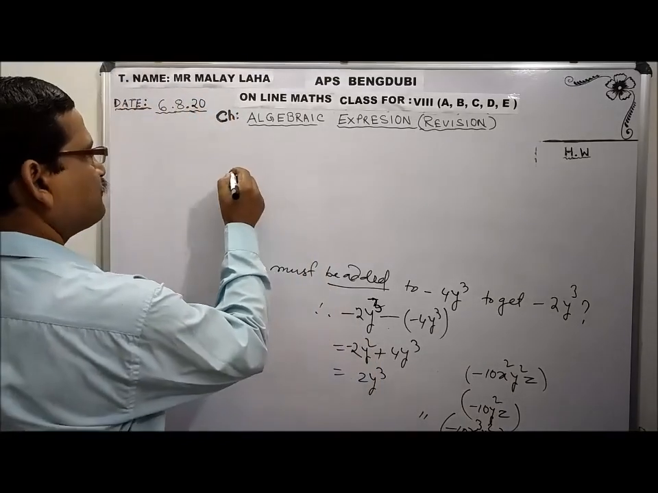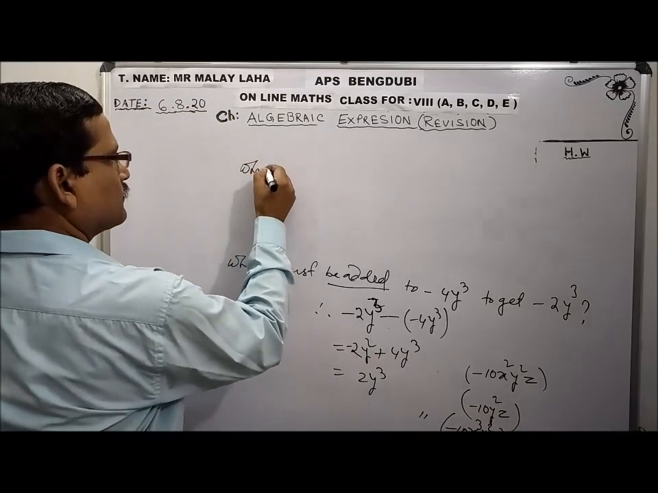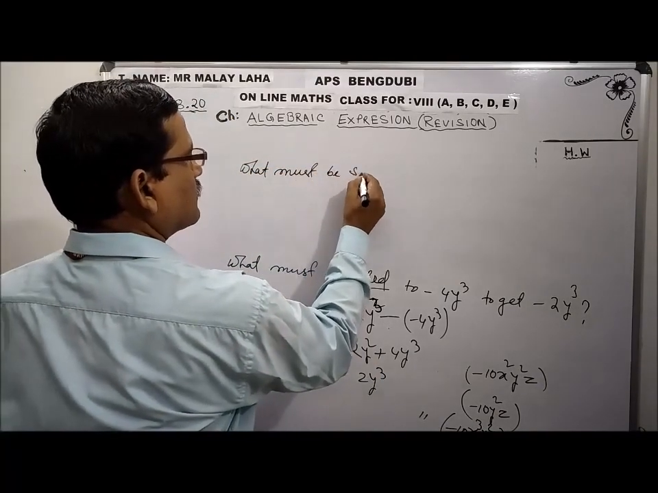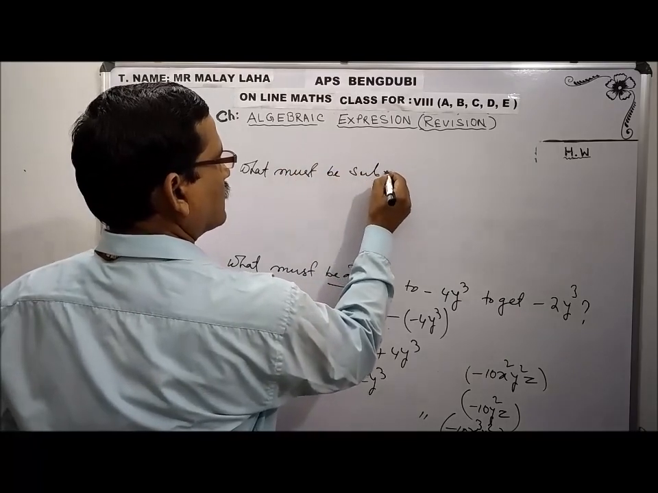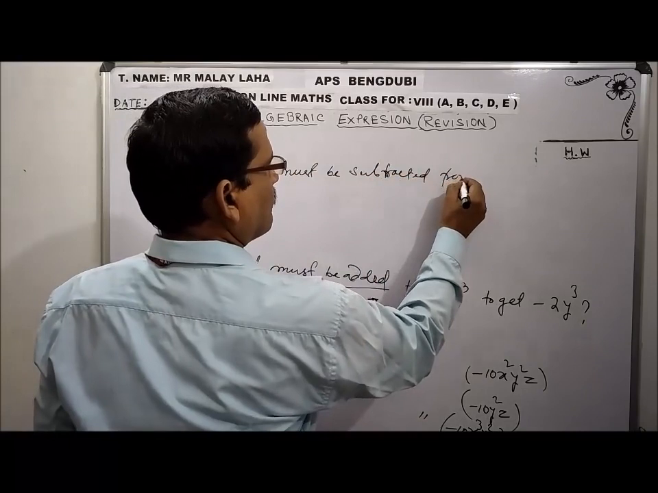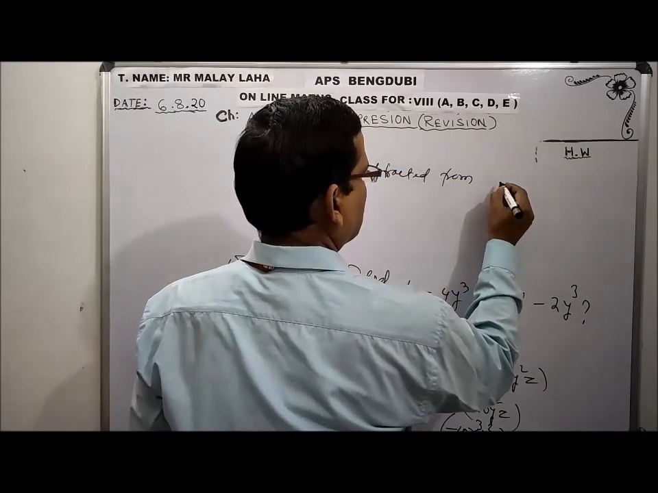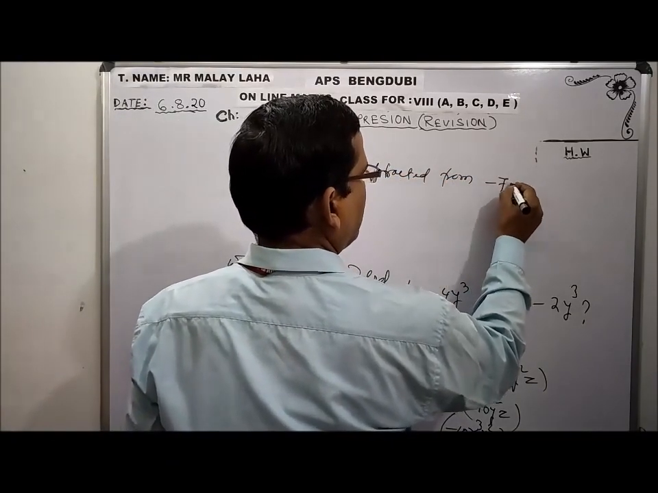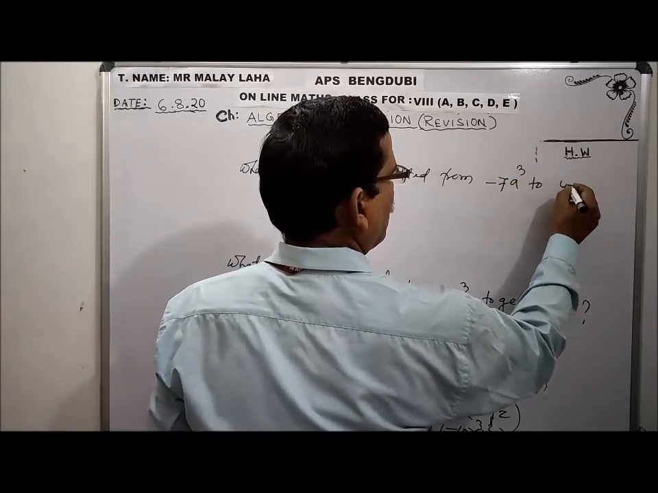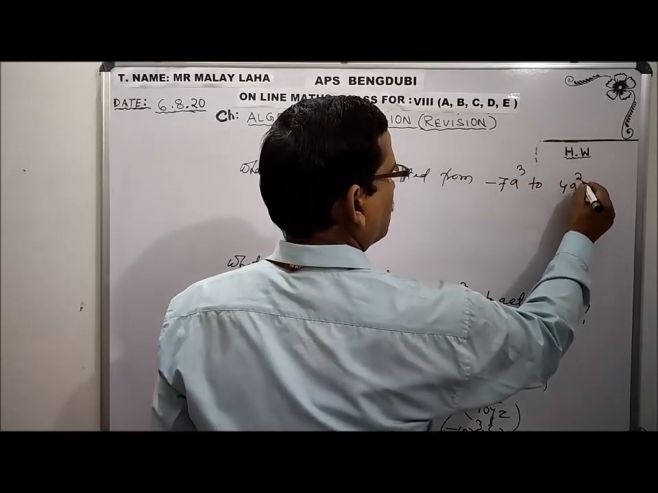So what must be subtracted from minus 7a cube to get 4a cube?